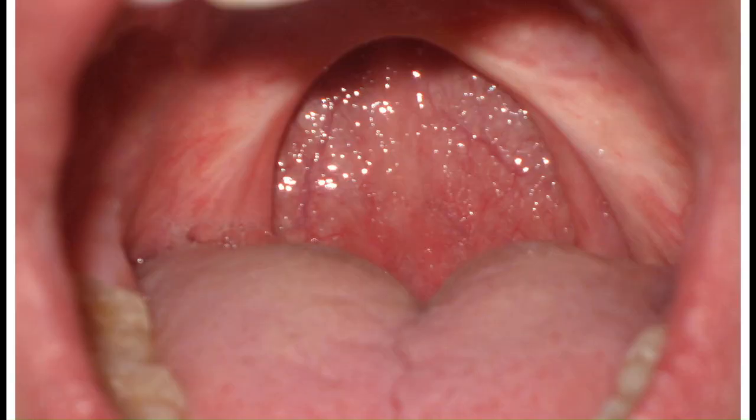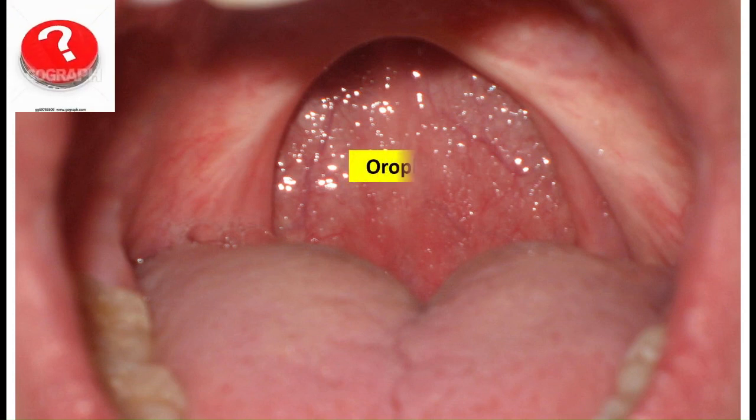This is a view of the posterior part of the oral cavity, and the patient was asked to say ah, where the soft palate goes into contraction, and you can see that what is in front of you is the posterior surface of the oropharynx.